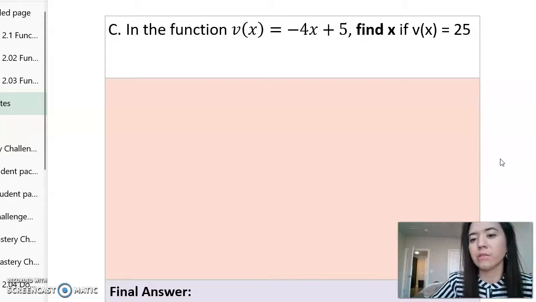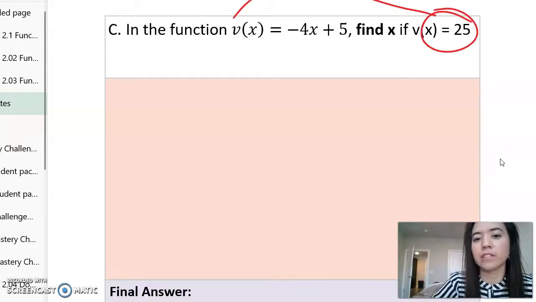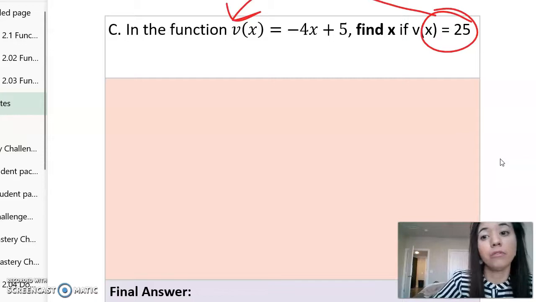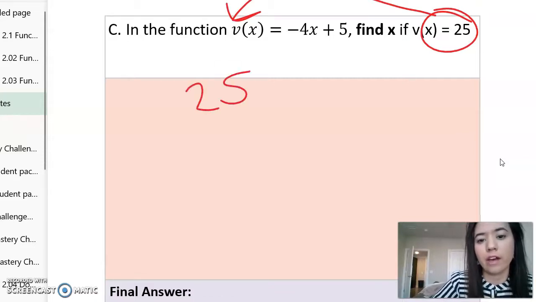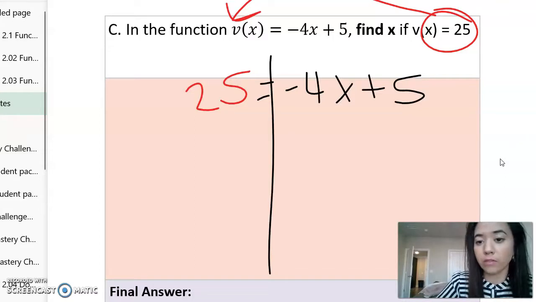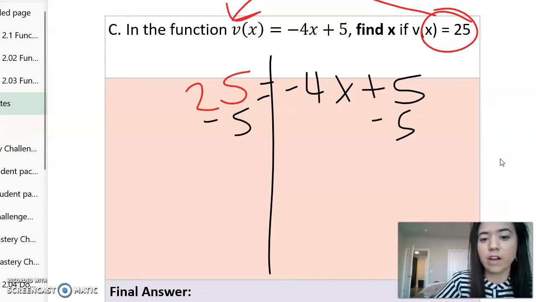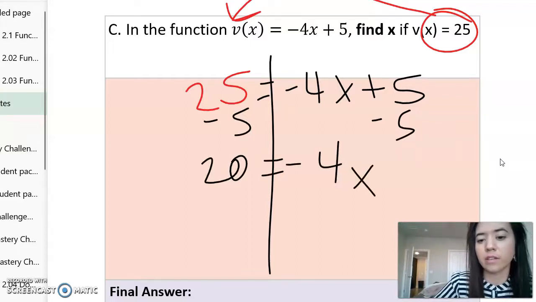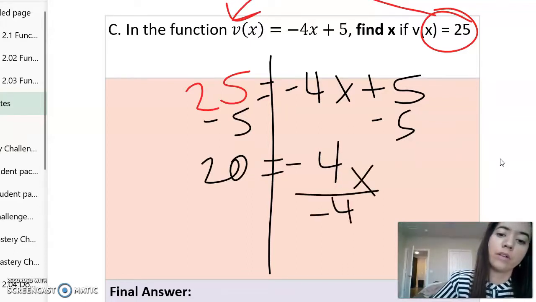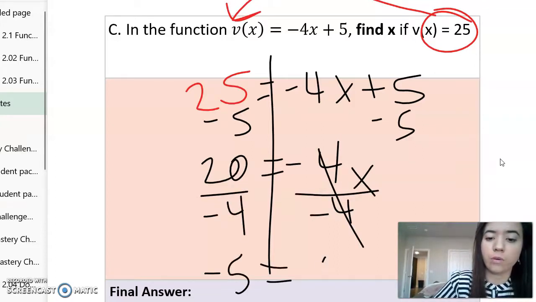Okay, we have v of x equals 25, so 25 is going to come in and substitute for v of x. So we have 25, and that equals negative 4x plus 5. Now we solve. Subtract 5, and I get 20 equals negative 4x. Divide by negative 4, and I get negative 5 equals x.